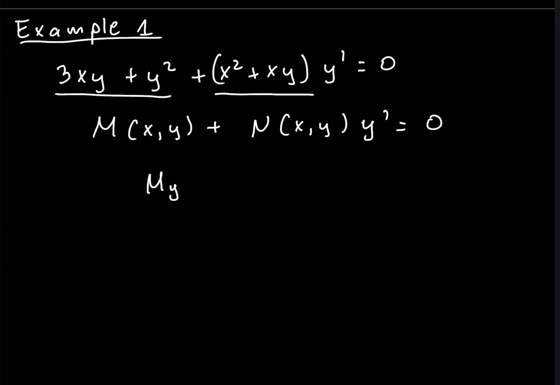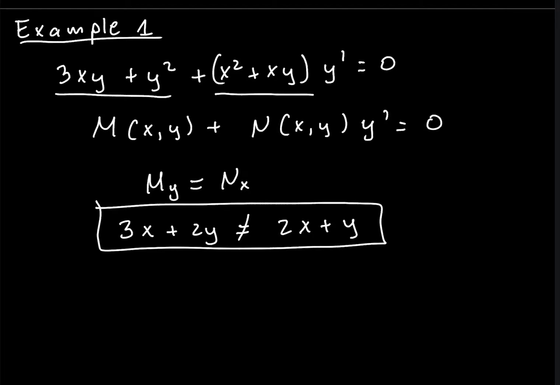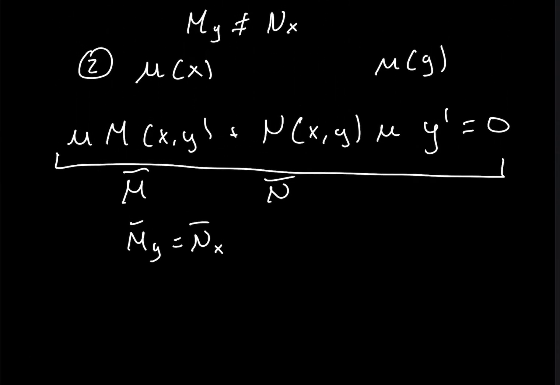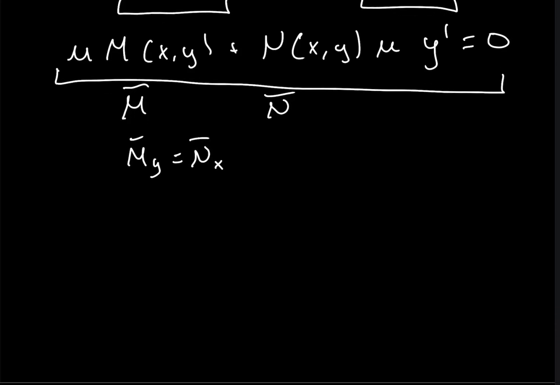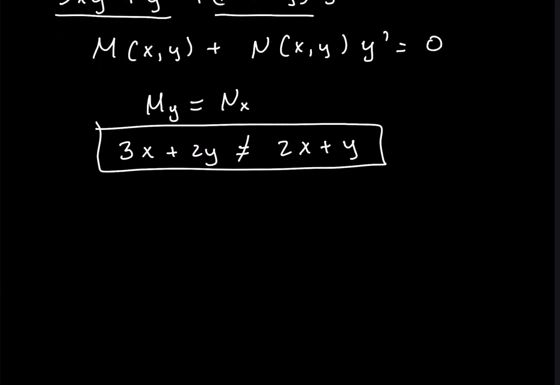We need to check that the partial derivative of M with respect to y is equal to the partial derivative of N with respect to x. So let's see if we get that. On the left hand side we get 3x plus 2y, and on the right 2x plus y. As you can see, we don't have equality. So now what do we do? The next step, as I mentioned before, is to find a function mu, and this function can either depend on x or on y depending on the problem. For this problem it will depend on x, but I'm going to write the two cases and we'll see when it depends on x and when it depends on y.